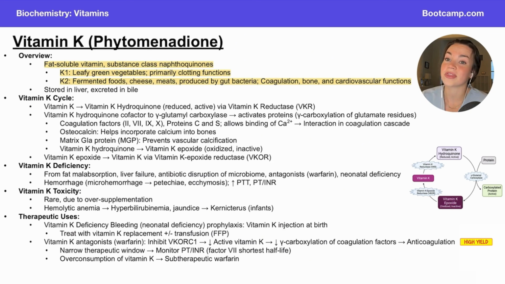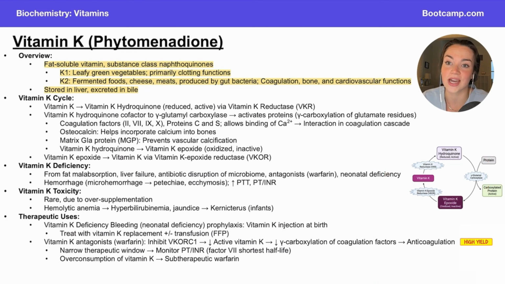In general, though, when we're thinking of vitamin K and its functions, we are largely thinking about its clotting and coagulation effects that we'll talk about later on in this video. Vitamin K is stored in the liver because it's a fat-soluble vitamin. It's stored in the body, and it can be excreted in the bile. So like we said, vitamin K across K1 and K2 has different effects in coagulation, in bone, in the cardiovascular system, and in order to perform those functions, it needs to undergo something called the vitamin K cycle.